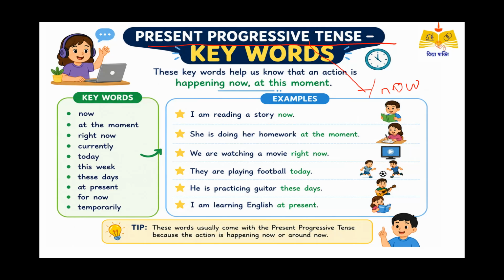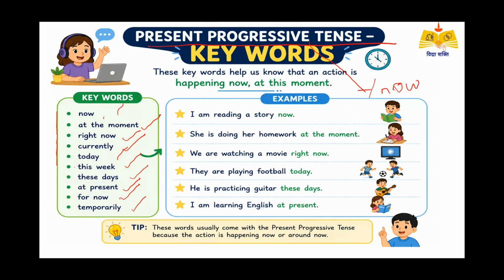ఓకేనా. కీవర్డ్స్ ఏంటి? Now, at the moment, right now, currently, today, this week, these days, present, for now, temporarily. Okay, మెయిన్ గా ఈ ఫస్ట్ ఉన్న 5, 6 చాలా ఇంపార్టెంట్. ఇవి ప్రెసెంట్ ప్రోగ్రెసివ్ టెన్స్ ని ఇండికేట్ చేస్తాయి. నౌ, అట్ ద మూమెంట్, రైట్ నౌ, కరెంట్లీ, టుడే, దిస్ వీక్, ఇలాంటి వర్డ్స్ అని. Let's see some examples.